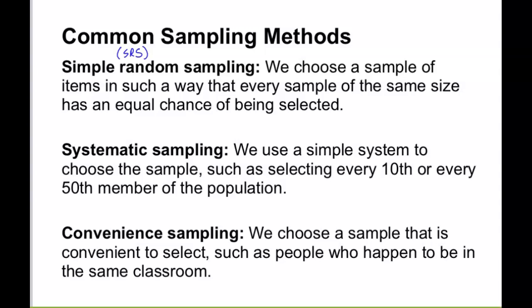All right, and then there's systematic sampling. This is where you use a simple system to choose the sample. This was like what I was talking about at the battery factory. Generally, what you'll do is randomly select the first individual, and then you'll have a system for selecting after that first random one. Like you'll go, I'm going to randomly select the first battery, and I'm going to take every 10th battery off the line after that.